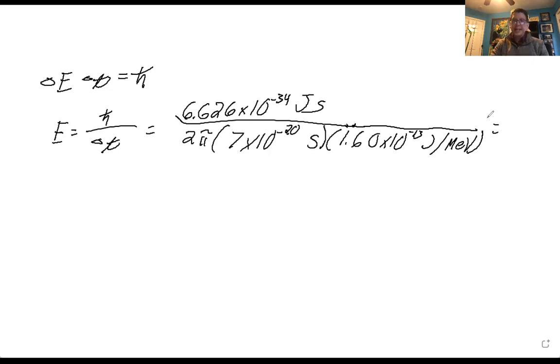And what you get, I'll put it down here, is 9 times 10 to the negative 3 mega electron volts, or 9 kilo electron volts. And so that's the uncertainty in the object's energy. With that lifetime, we won't be able to measure the particle's energy with any greater precision than that.